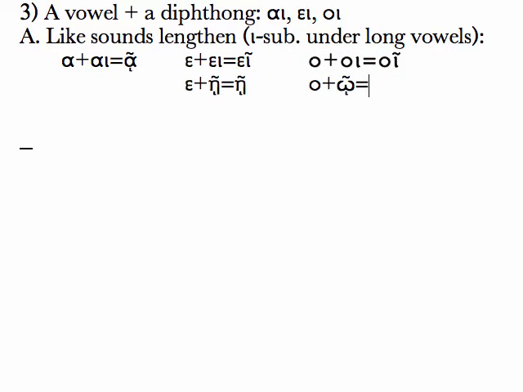Omicron plus omega with iota subscript already has everything that it can possibly have. We can't make it look any bigger, so it's just the same thing with another omicron hiding inside there.